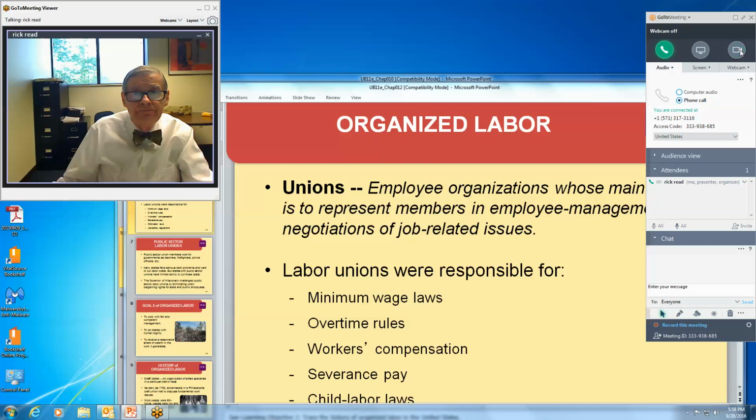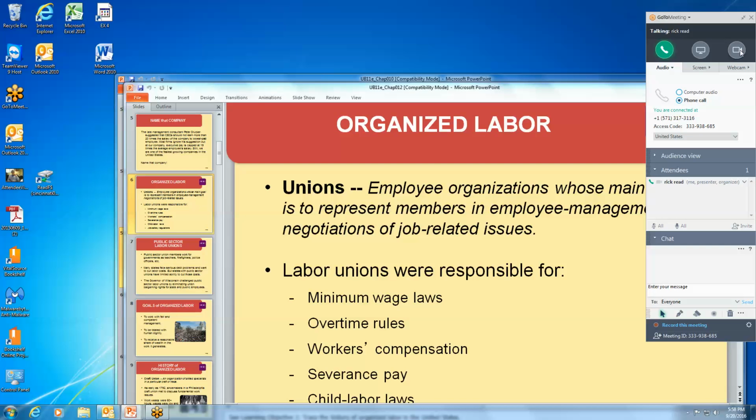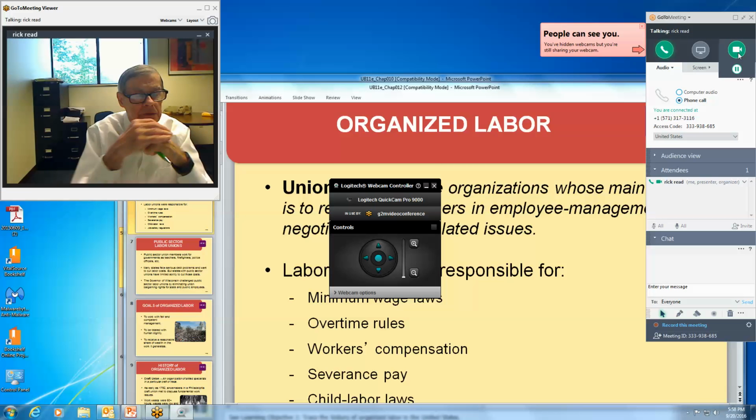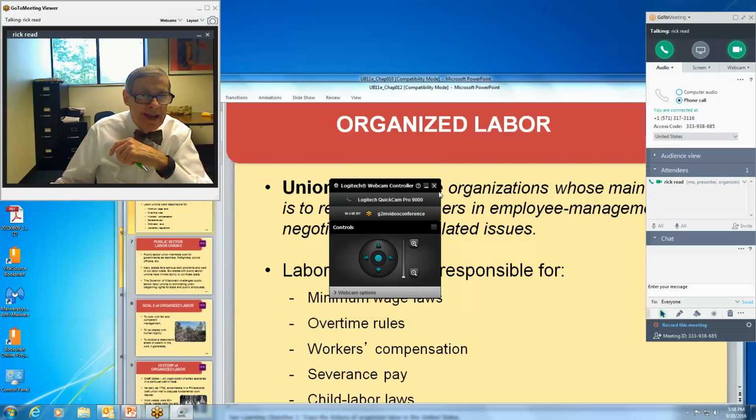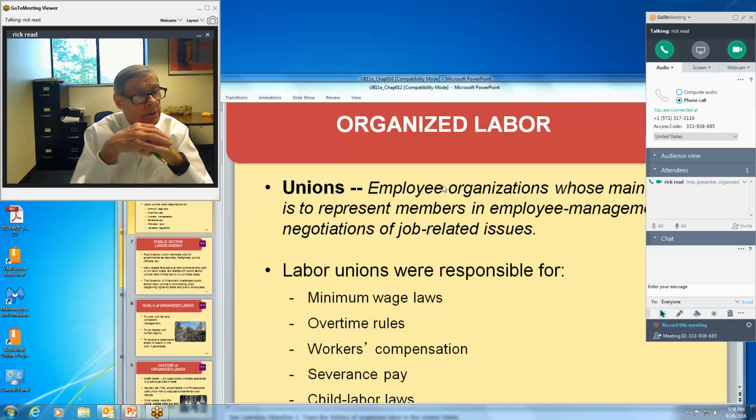Organized labor. Unions are employee organizations whose main objective is to represent their members in employee management negotiations of job-related issues. Those could be pay, it could be any number of things.